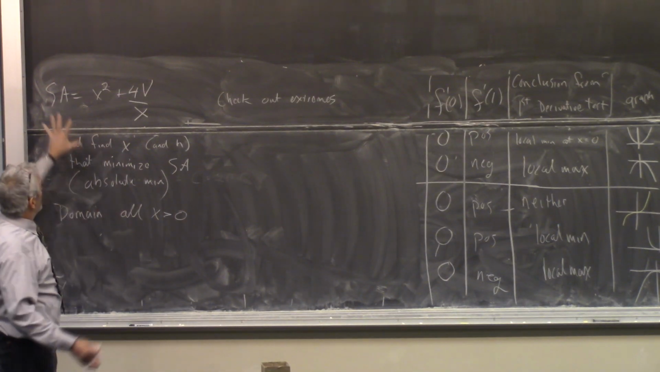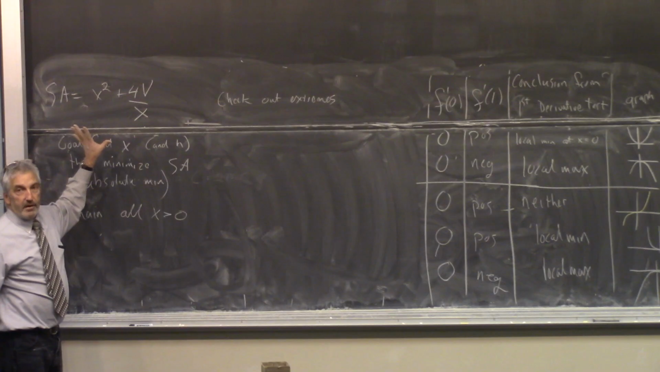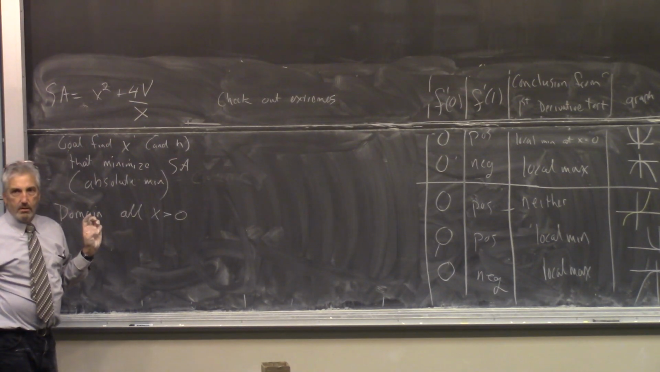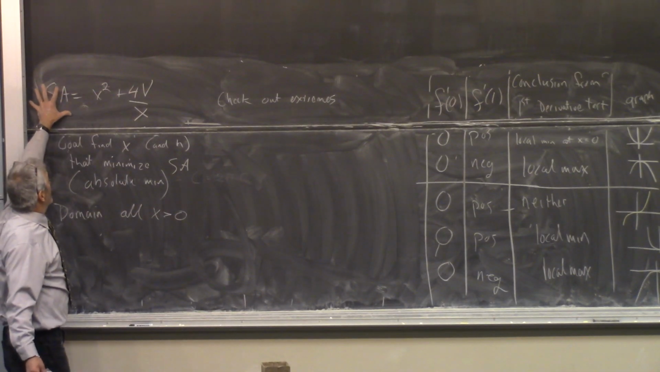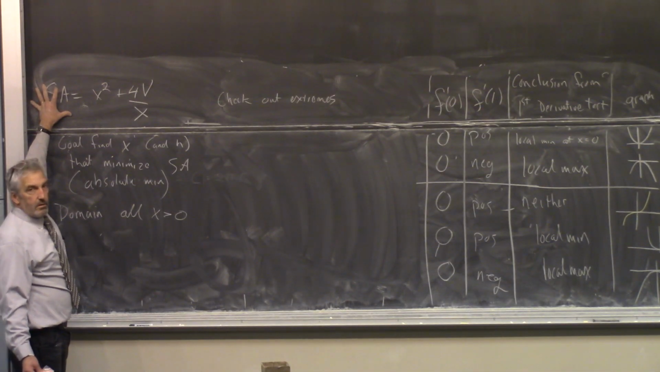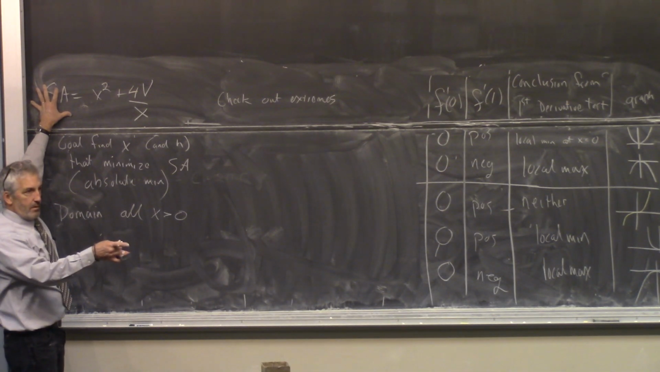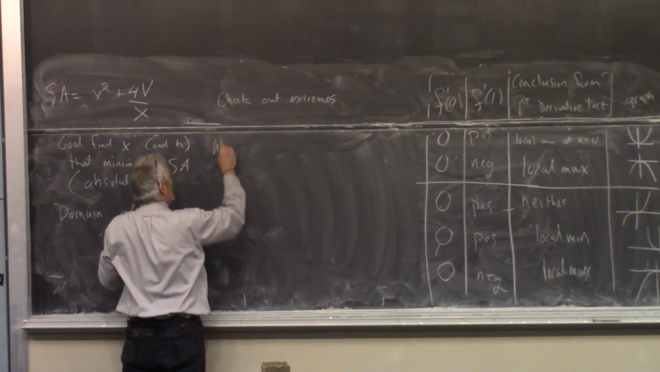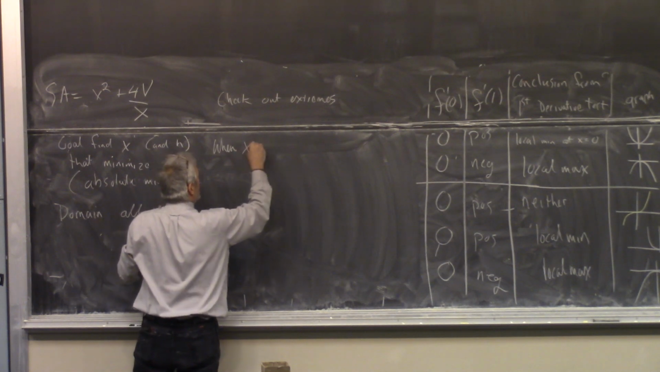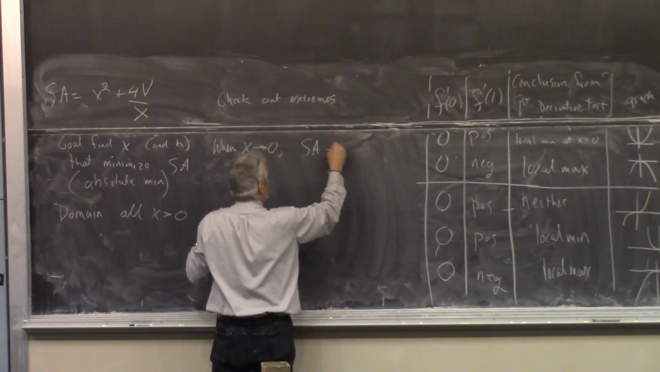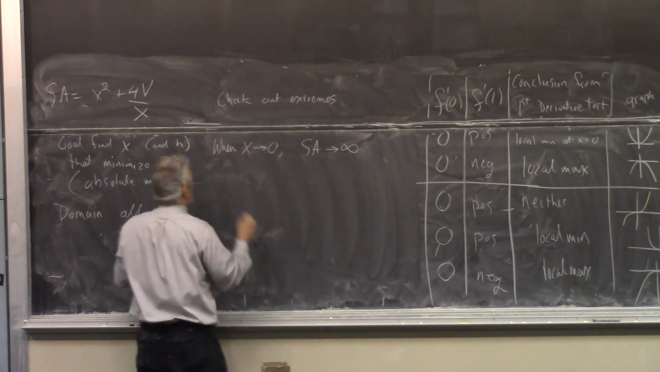So let's think about the extremes. In this equation, what will happen to surface area when x gets very, very close to 0? What happens to the value of this thing when x gets close to 0? Yeah, so as x gets close to 0, surface area goes to infinity.